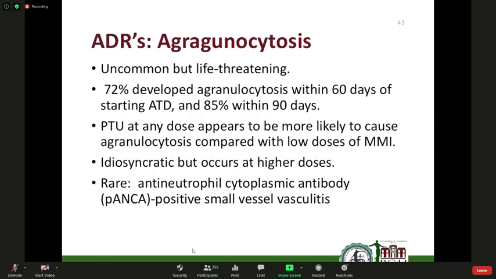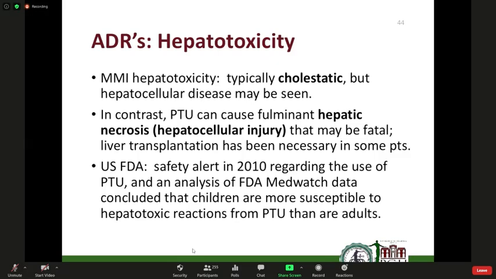in the reports. The other important adverse drug reaction is hepatotoxicity. And this is often asked in endorsements: what kind of toxicity do you expect? PTU is the one that is more notorious, causing fulminant hepatic necrosis, hepatocellular injury that may be fatal and abroad necessitates liver transplantation. Methimazole can also cause actually cholestatic jaundice. So that's the difference between them.